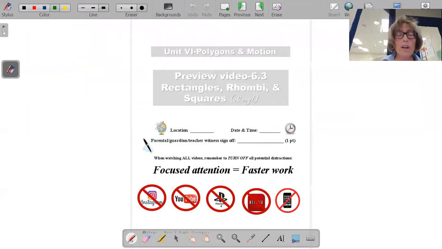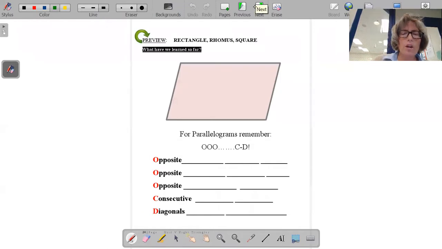So taking a look here, don't forget date, time, location. And we are right here. As a quick review, what is a parallelogram? OCD: opposite, opposite, opposite, consecutive, diagonal. You need this review. Let's do this now.